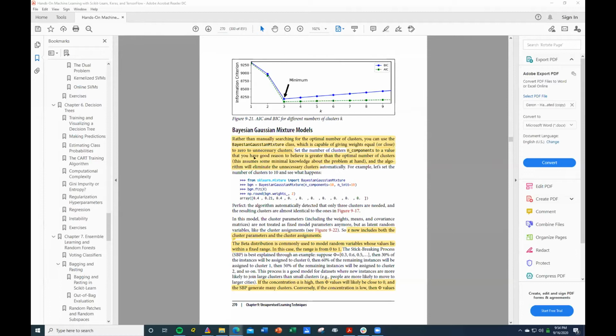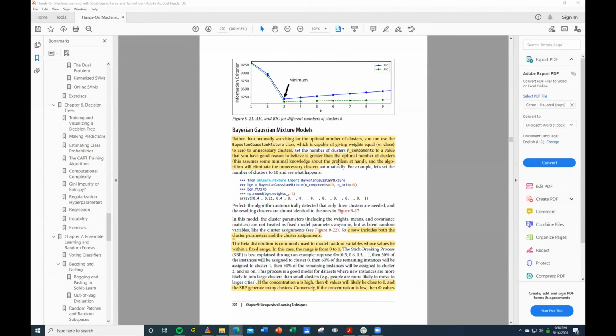So we're going to look at the Bayesian Gaussian mixture class, and you have to set the number of components to more than the number of clusters that you think you're going to end up with. So I guess theoretically you could set it to a very high number and work down. We can see if that actually works or not.